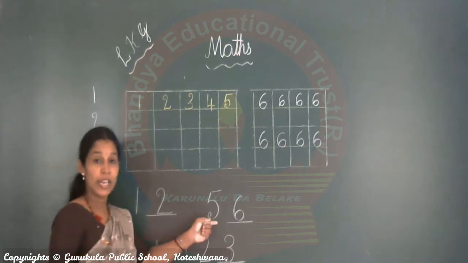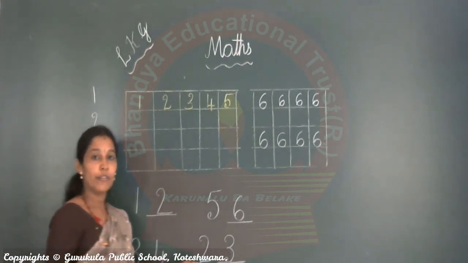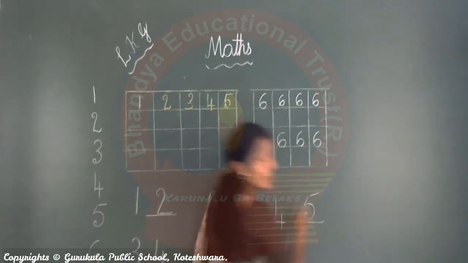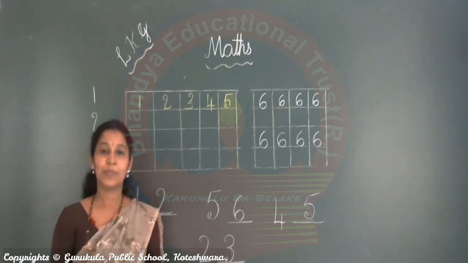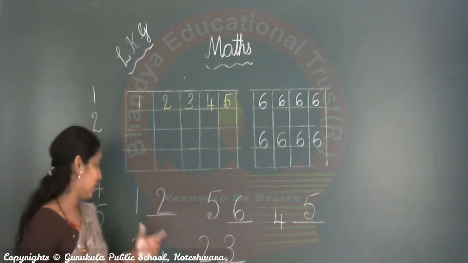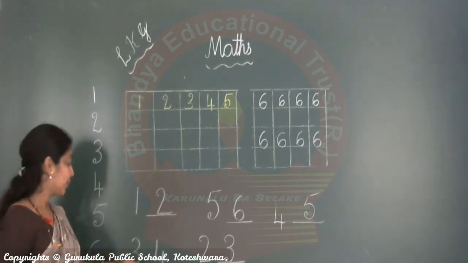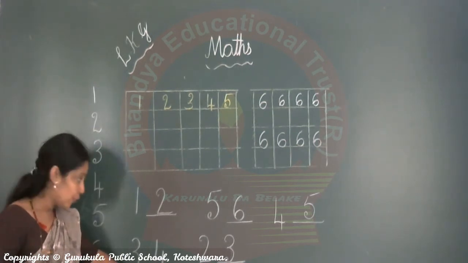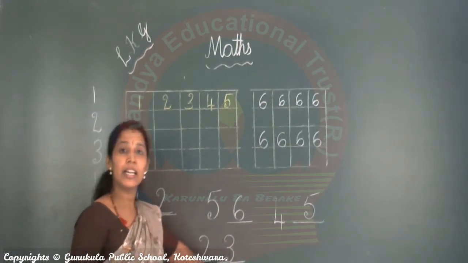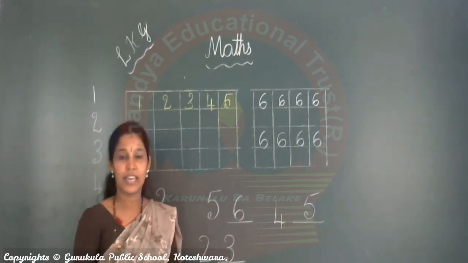1 after 2. 5 after 6. 3 after 4. 2 after 3. Right? Now, 4 after which number will come? 4 after 5. Very good. Once again I will revise. 1 after 2. 3 after 4. 5 after 6. 2 after 3. 4 after 5. Yes, very good.